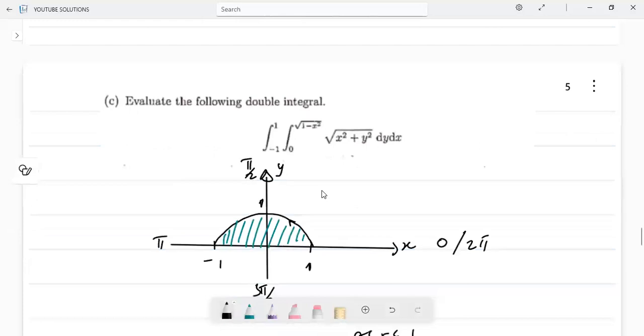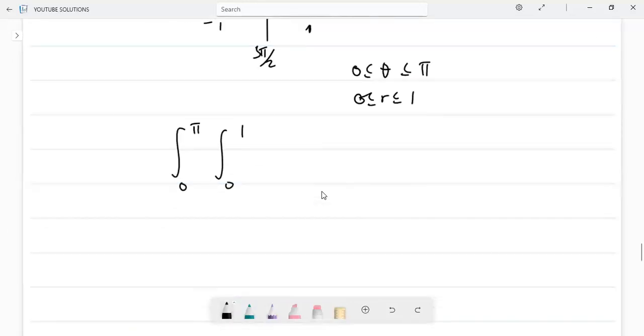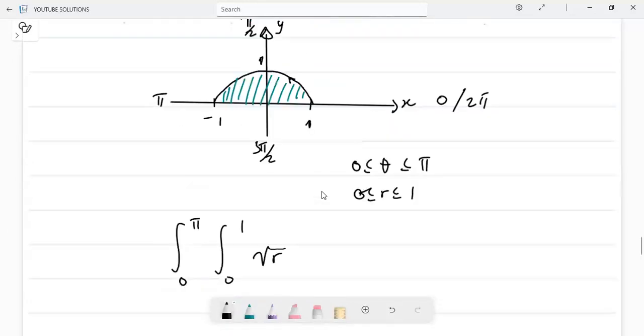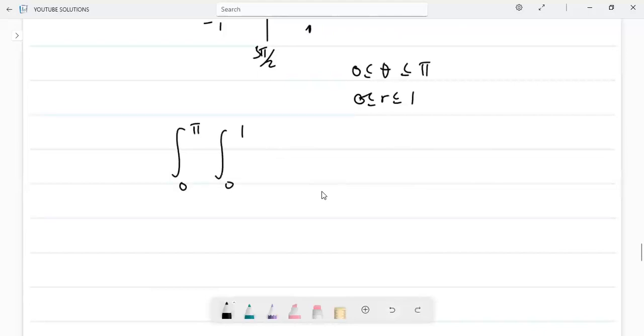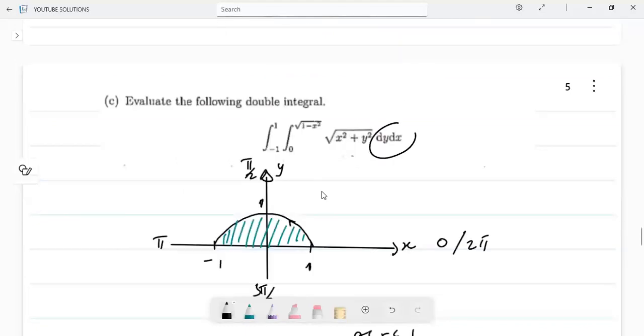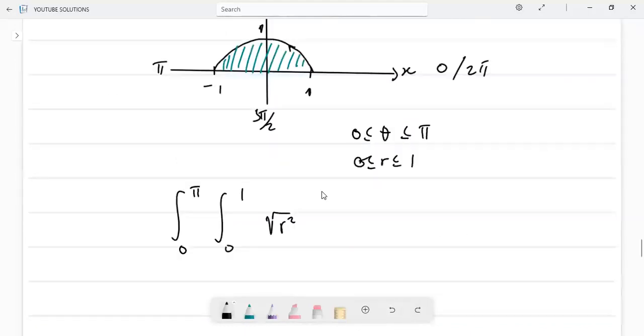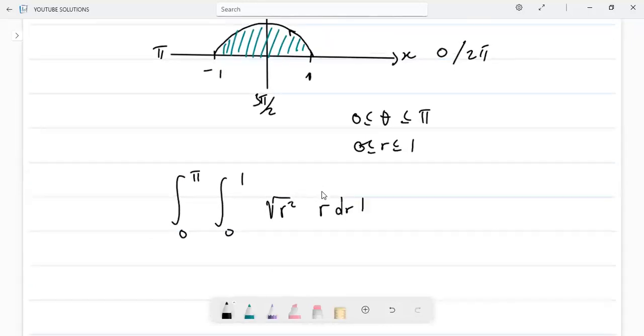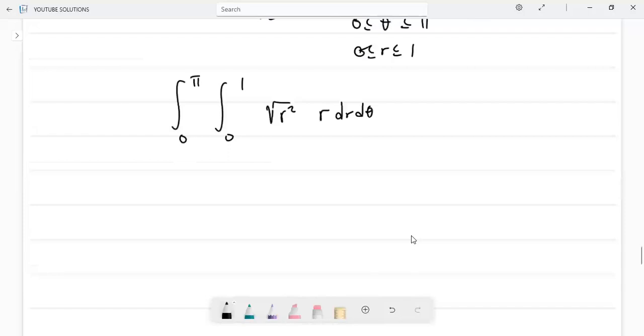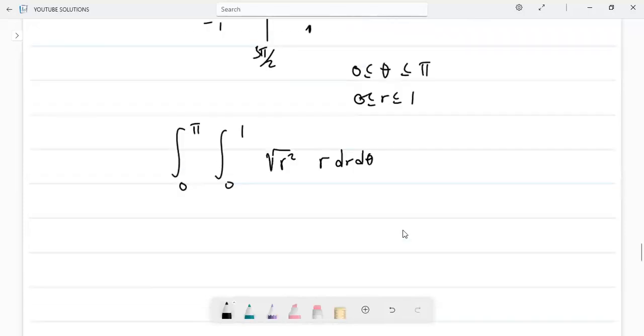What else? We have to convert this part here, the square root of x squared plus y squared. Remember that x squared plus y squared in polar is simply equal to r squared, so in place of x squared plus y squared we replace it with r squared. So the square root of r squared. And then dy dx in polar is given as r dr d theta. Now I've managed to convert everything from rectangular to polar.